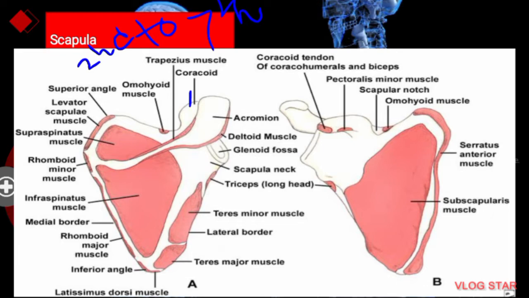Levator scapulae muscle. And here is supraspinatus muscle, rhomboid minor muscle, infraspinatus muscle. Here is the biggest part of infraspinatus muscle. Medial border, rhomboid major, and inferior angle. Here is, this is the latissimus dorsi muscle.